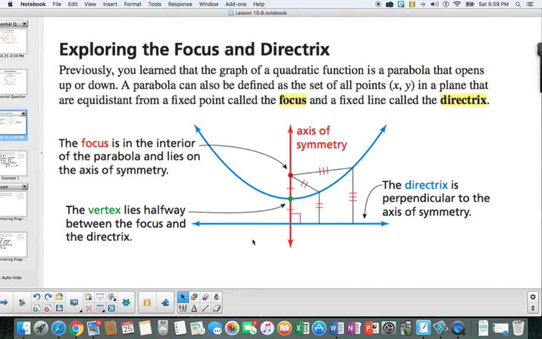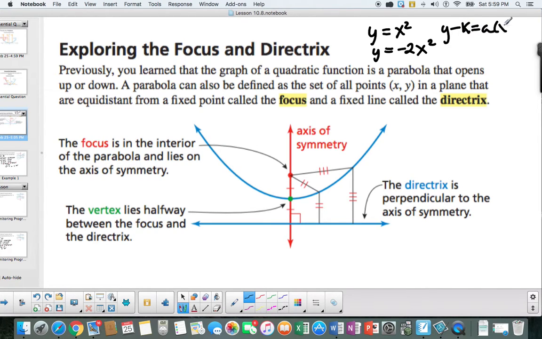In the past, in Algebra 1, you've looked at an equation first, y is equal to x squared. You may have looked at more complicated equations, y equal to negative 2x squared, and you may have even gone into the HK format, y minus k is equal to a times x minus h quantity squared.